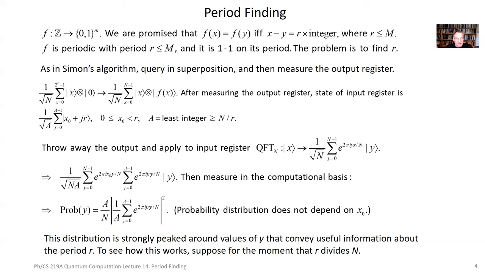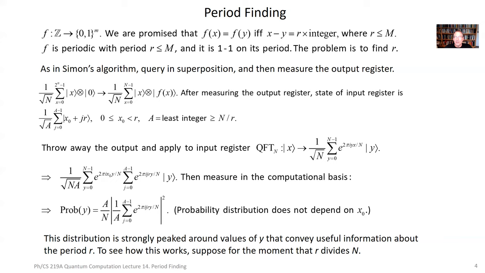So what we just managed to do is to prepare this uniform superposition of all the inputs that get mapped to the same value. So I can imagine this x0 is something less than r, and then all the additional values are obtained by adding multiples of r. And although I'm imagining that my function can be defined on any integer, I'm not going to be so bold as to attempt to apply it to a uniform superposition of all integers.